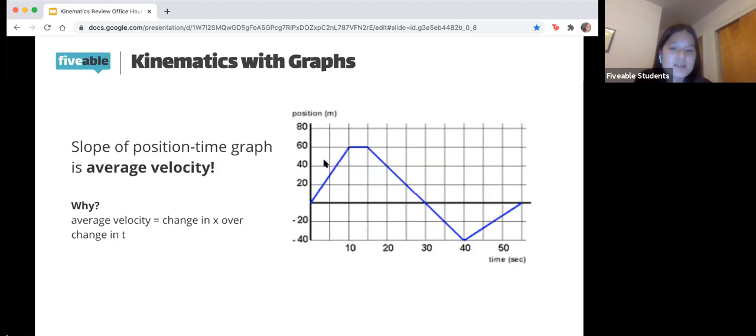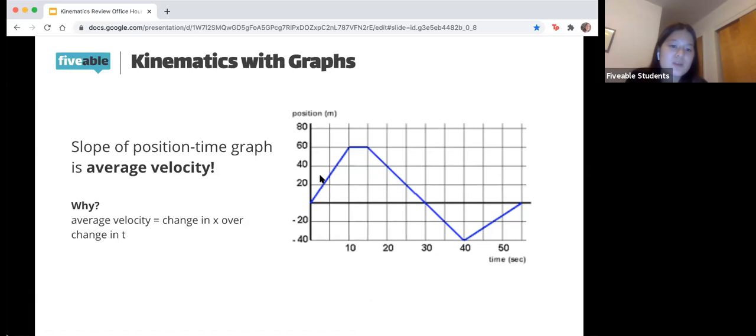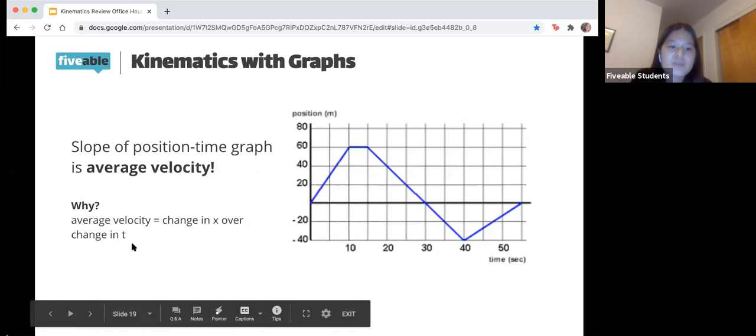You can memorize this, but the slope of your position time graph is always going to be your average velocity. You probably wonder, why is that? We can just go back to the definition. Average velocity is change in position over change in time. That's literally what slope is: change in y over change in x. In this case, it's change in position, which is y, over change in time. So that is why the slope of the position time graph is average velocity.